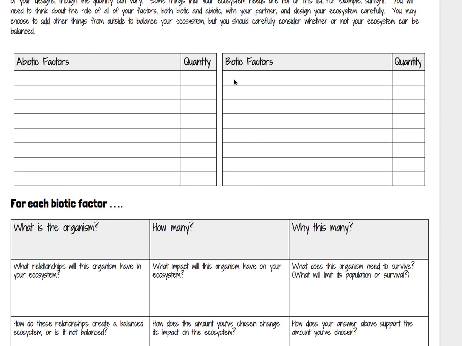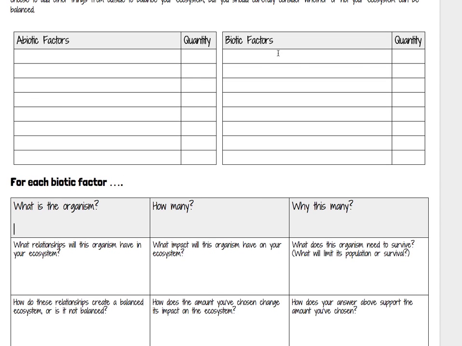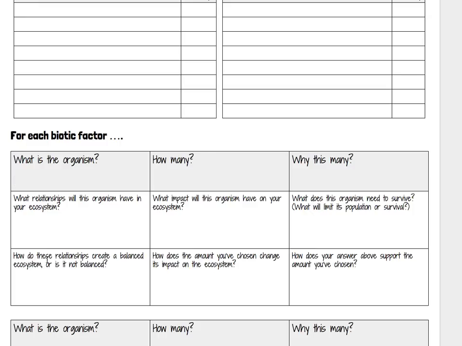For each of the biotic factors that you list right here, you're going to fill in one of these tables. Name the organism. For example, maybe one of your biotic factors is a land snail. So here you're going to label land snail, however many you choose, and why you chose that many. And then you're going to focus on 3 areas. One is what relationship will this organism have in your ecosystem, whether it's competition, consumer producer, parasite host, predator prey, you name it, and tell me about that.